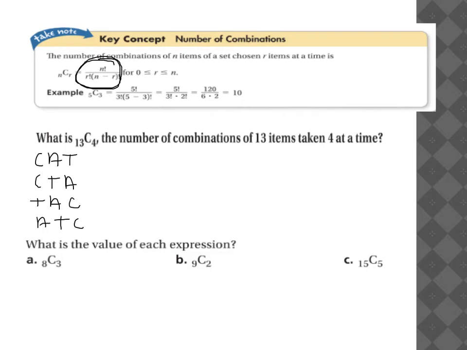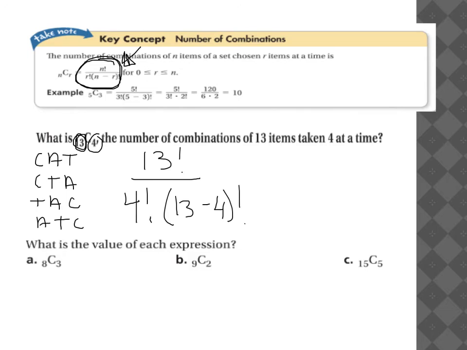So when I'm figuring this out, this is how many total I'm choosing from, so it's going to have 13 factorial on top. I'm going from this equation. And then I have my r, how many am I actually choosing? In this case, I'm choosing 4, so I'm going to have 4 factorial. And just like permutation, I have my total, so 13 minus how many I'm choosing, factorial.